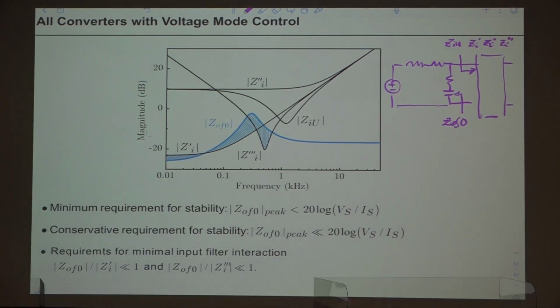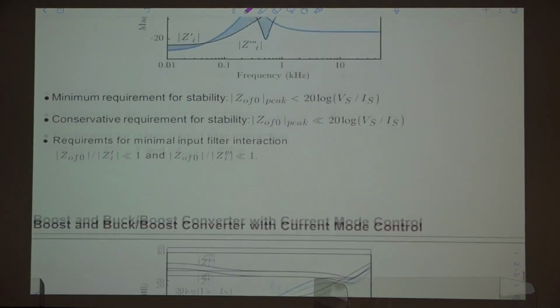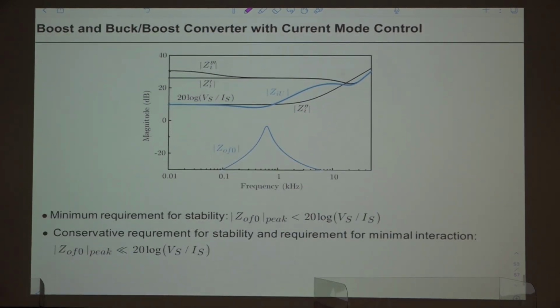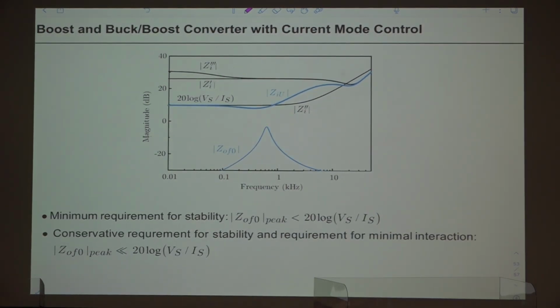Okay, so we move to the current mode control. The situation in current mode control is different. The behavior of this input-filter interaction is the same in boost and buck-boost converters, but the pattern is entirely different in the buck converter. We went through that, right? So anyway, these are the 4 input impedances of the current mode controlled boost or buck-boost converter.